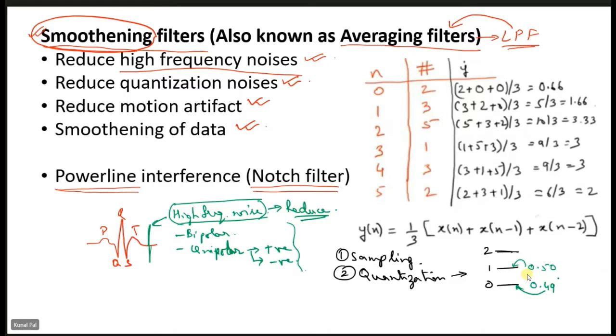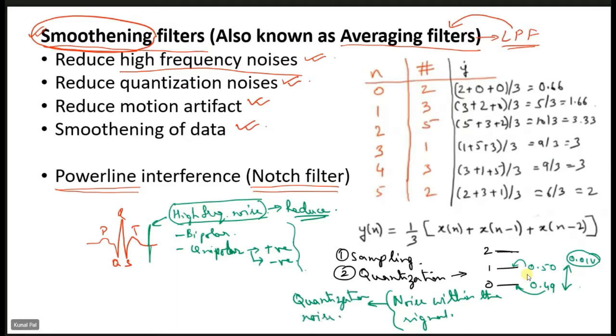See, when we go for this rounding off, even a difference of 0.01 volt may bring so much difference in the values. So this is basically incorporating noise within the signal. This noise is called quantization noise. It has been seen that smoothing filters can help in the reduction of the quantization noises.